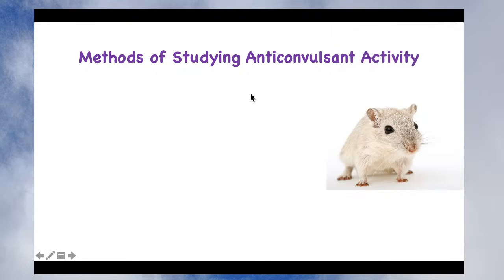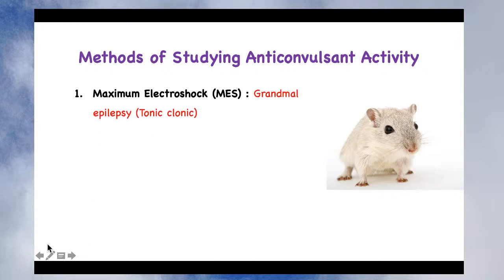So there are different methods of studying anti-convulsant activity. Let's see what those methods are. The first method is also called the maximum electroshock method, or MES. When you induce convulsion using maximum electroshock, you are giving electrical current. When you give electrical current to the brain, what will happen? It will increase the excitement of the brain. It will produce a hypersynchronous discharge from the cortical region.